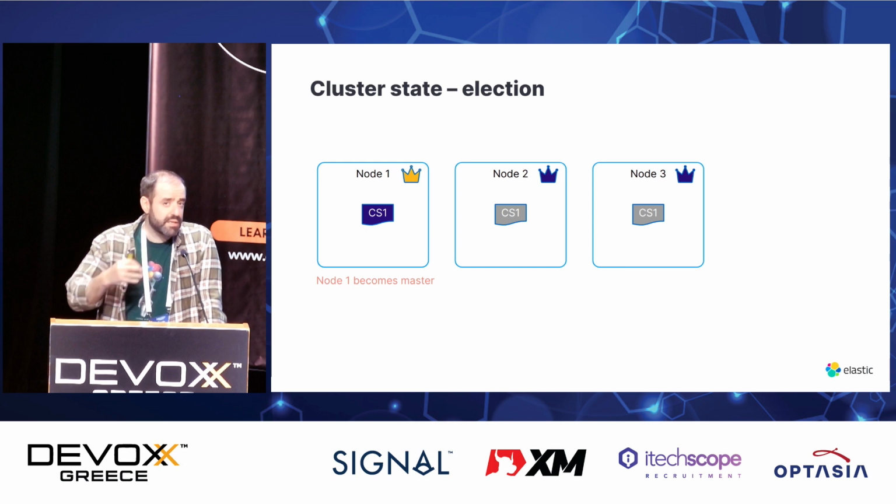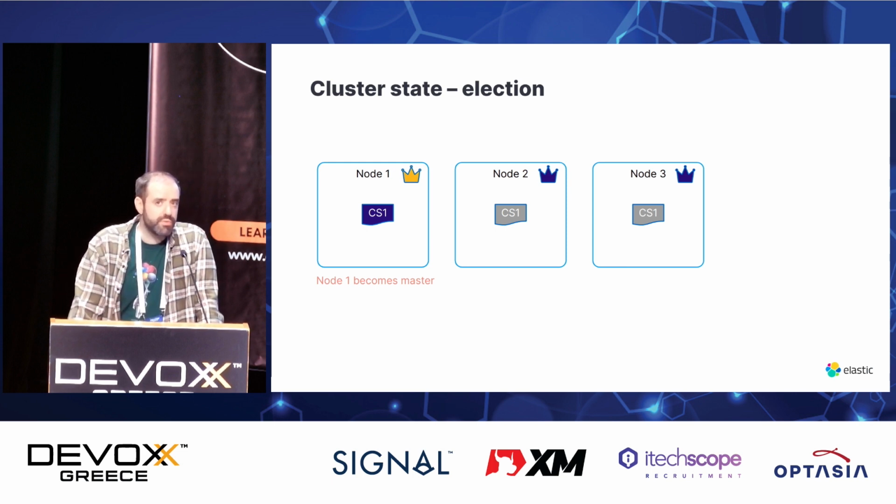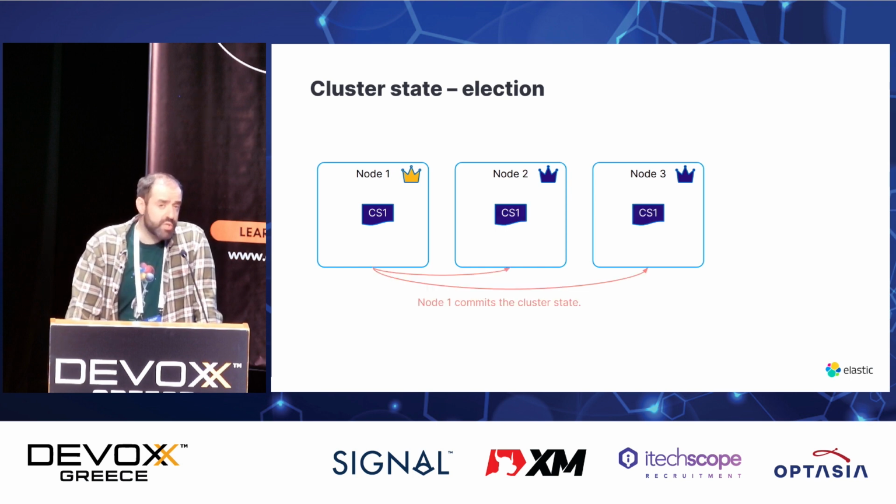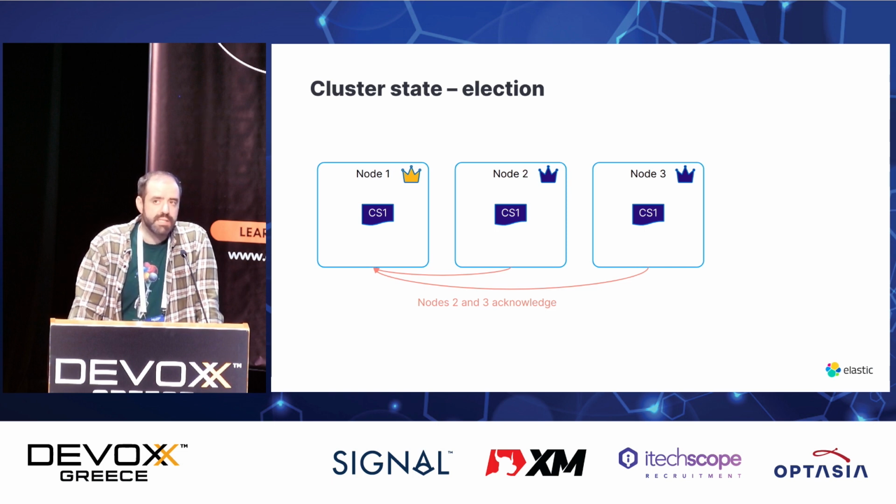As soon as it sees that it has a majority of the votes, it will also commit this new cluster state to the rest of the nodes, which will acknowledge back to the master, and we say that this cluster state version 1 has been established across the cluster. This is the basic premise of cluster state updates, and this is just one event that I showed you, like bootstrapping, but whenever you have nodes joining or leaving or an index created, the basic premise is followed.